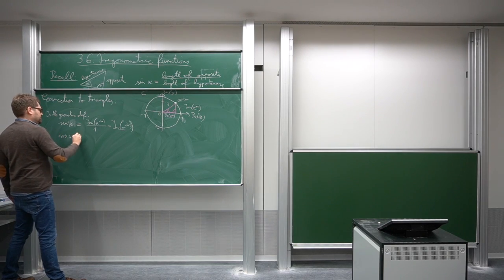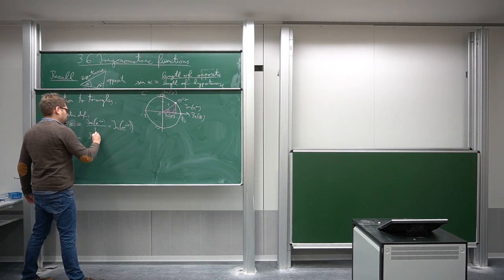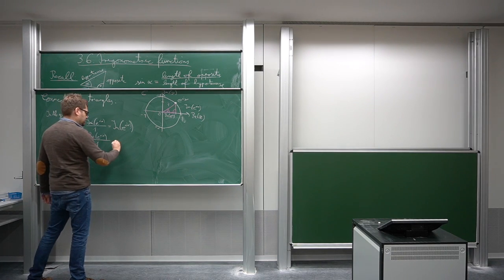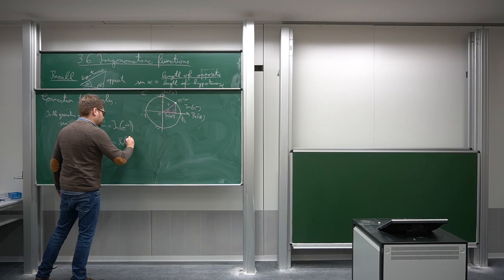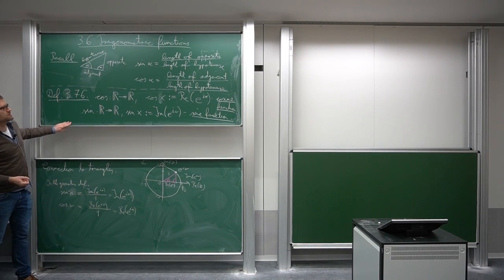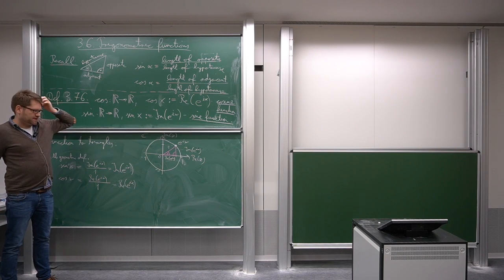And similar for cosine. The cosine of x is the length of the adjacent, which we have established as the real part of e to the ix, divided by the length of the hypotenuse, which is 1. So this really gives the real part of e to the ix. Comparing with our definition, this coincides. So this is really a special case of the geometric definition, actually.